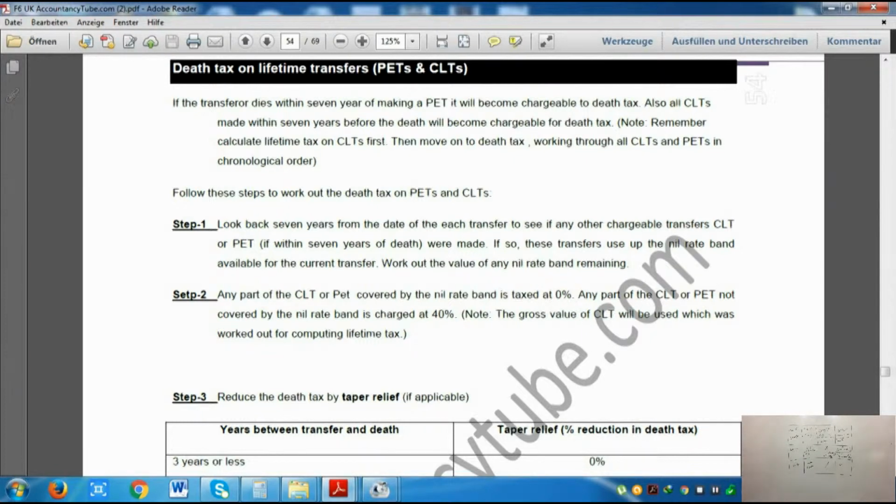It says we'll have to look back 7 years and see if any CLTs or PETs were made within 7 years. Then we'll consider them, and we'll have to see if they have used any nil rate band. Whatever nil rate band they have used, if there is any remaining, then we'll deduct that one. Any part of the CLT or PET covered by the nil rate band will be at the rate of 0%. Any part of the CLT or PET not covered by the nil rate band will be at the rate of 40%.